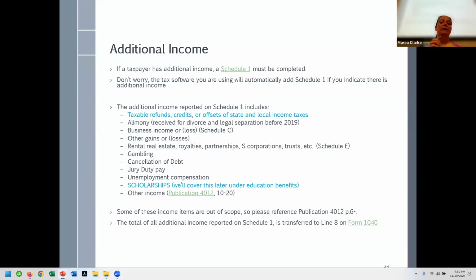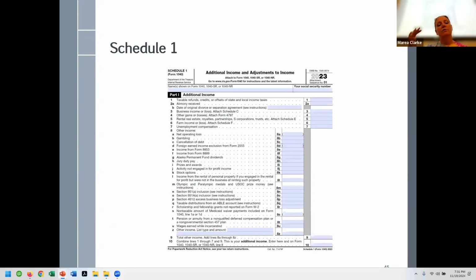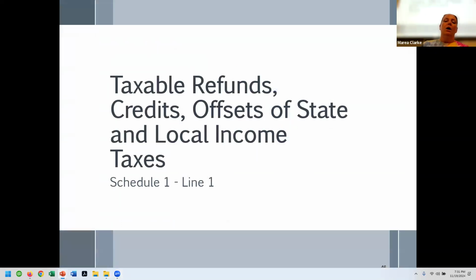We do see two things here that are relatively common. Taxable refunds, we do see those there. Those show up on Schedule 1, mostly for non-residents, but we can still see them for residents sometimes. And then the big one is scholarships. Taxable scholarships show up on Schedule 1. So we'll see that there. We're going to talk about that in more detail under the education benefits section, which is going to be next week. But that's where it goes. This is what that form looks like. I know it's very small. It's because it's a very big list of all of these miscellaneous types of income.